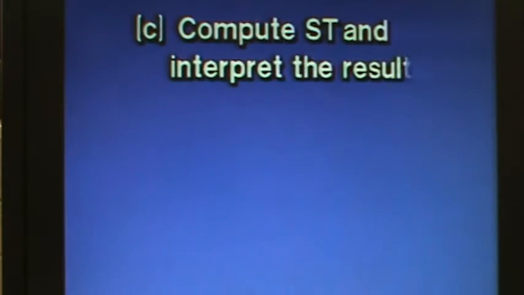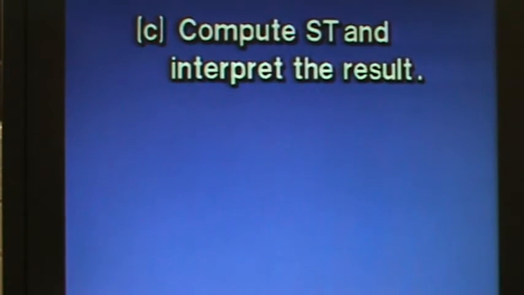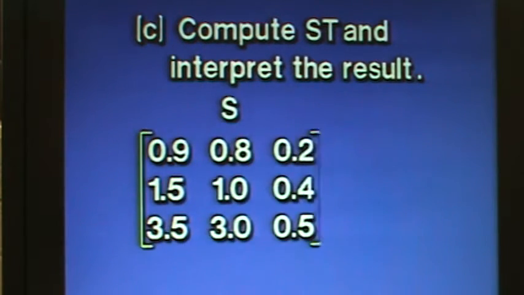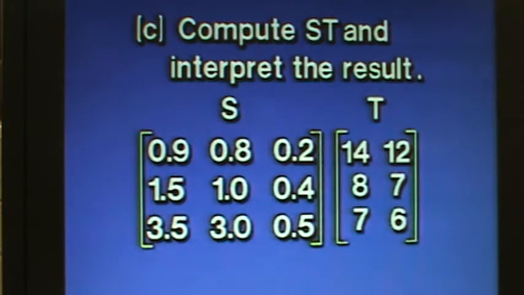Now we're ready to answer this question, the most important. Compute S times T. Now, S and T represented our two matrices, and it says interpret the result. Well, here's what we do. We set them up like this. Here's S, and here's T.